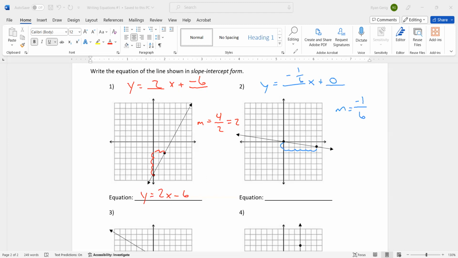Now I will show you plus 0. I don't need to write that. So the most simplified way of writing this is y equals negative 1/6 x. And that's done. You can, if you put plus 0, I'm not going to count off though. All right.